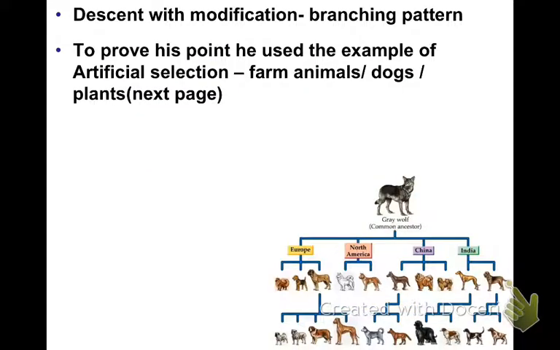So you have the words of Darwin saying descent with modification. And to prove his point, he used the example of artificial selection. He used farm animals, dogs and plants, as you can see in the next page. So he put this family tree together to show that these many variations exist, but they all come from the grey wolf, which is the common ancestor.